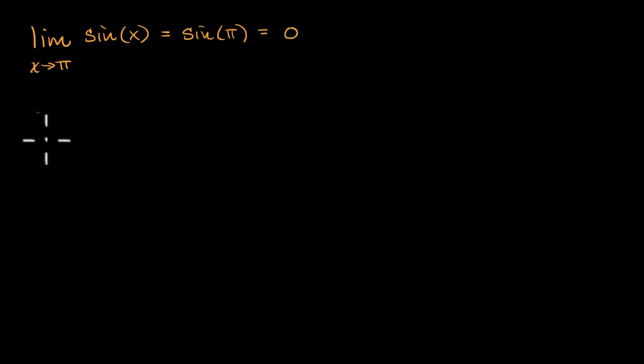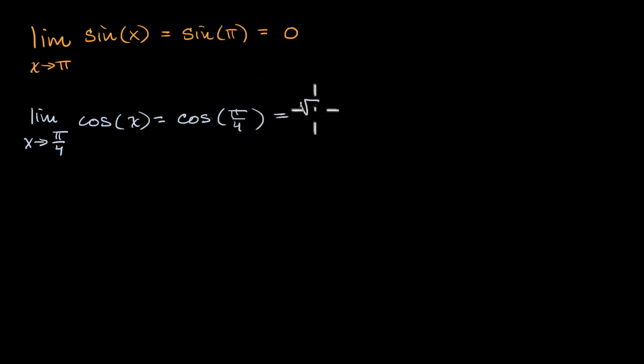And we could do a similar exercise with cosine of x. What's the limit as x approaches, let's take an arbitrary angle, pi over 4 of cosine of x? Once again, cosine of x is defined for all real numbers, and it's also continuous. So this limit is just going to be cosine of pi over 4, which is equal to square root of 2 over 2. This is one of those useful angles to know the sine and cosine of. If you think in degrees, this is a 45-degree angle.